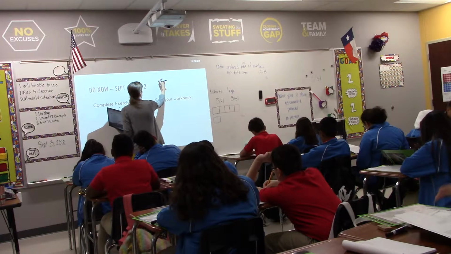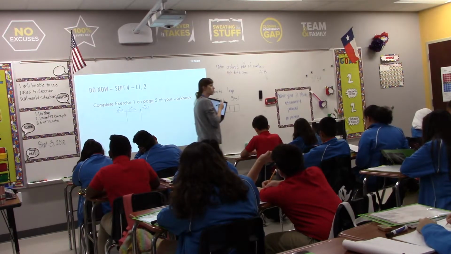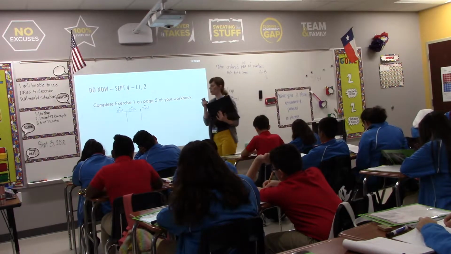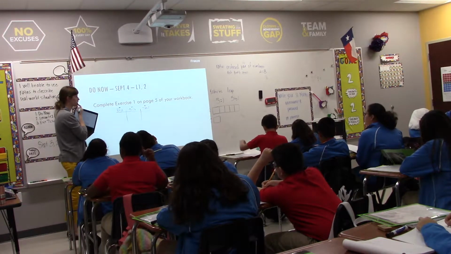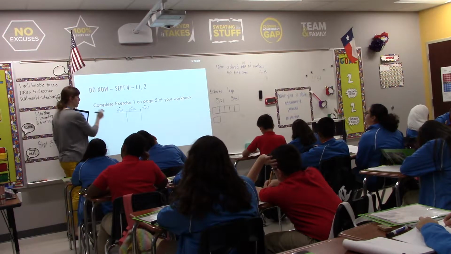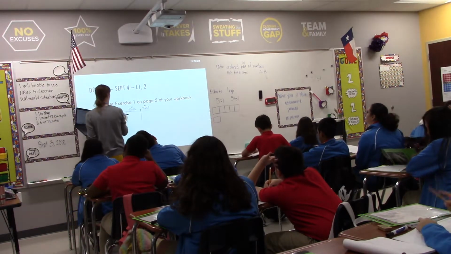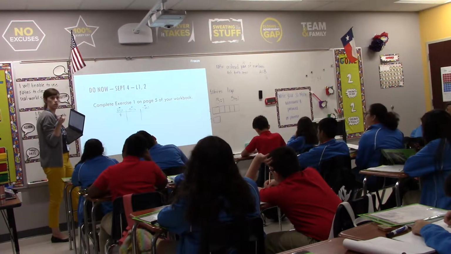If our ratio is 4 to 1, what should be my first number in the boys column for our soccer team? What should go here? That's our ratio. Yes, ma'am. 4. Why? Because there's 4 times boys and girls.